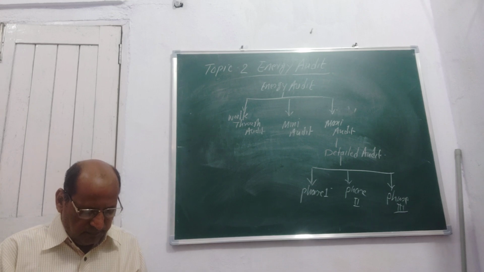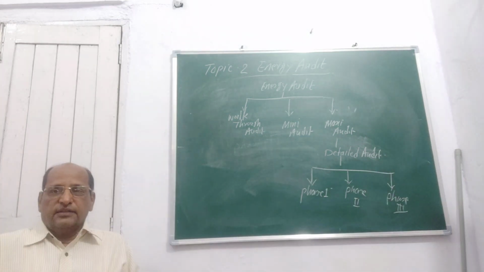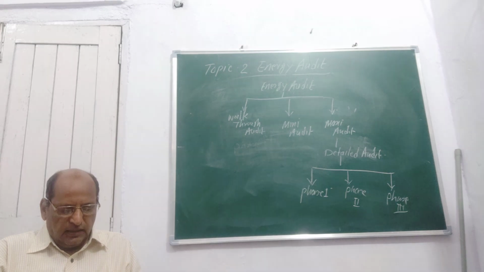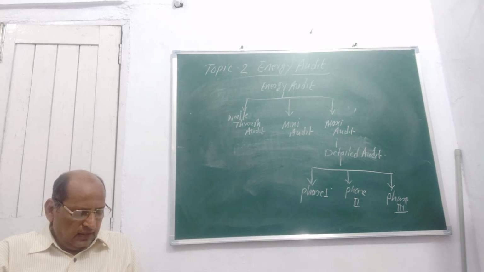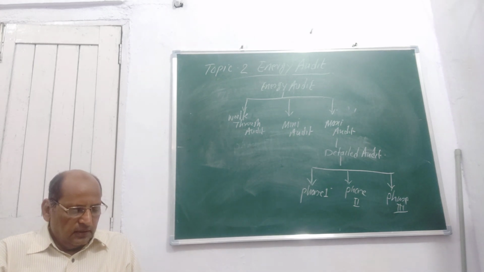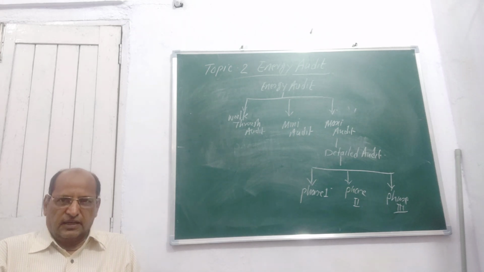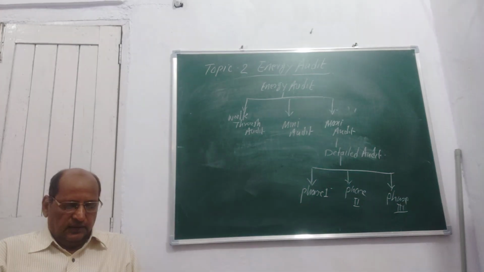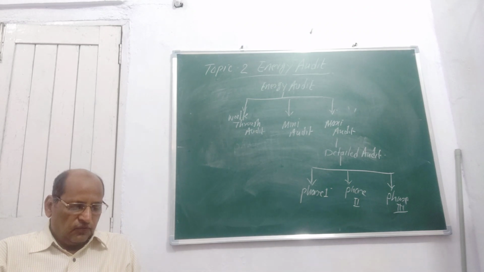In this walk-through audit, that is also called prelim audit. So you have to write down the points which are coming under all these cases. So first we will write down the points for walk-through audit. The types of audit, as I have told you, the walk-through audit, mini audit and maxi audit. This is the main classification. After that, we take their detailed step.